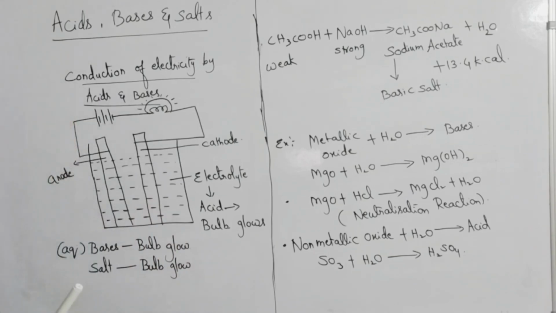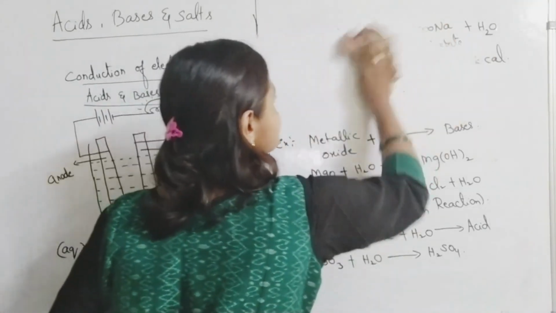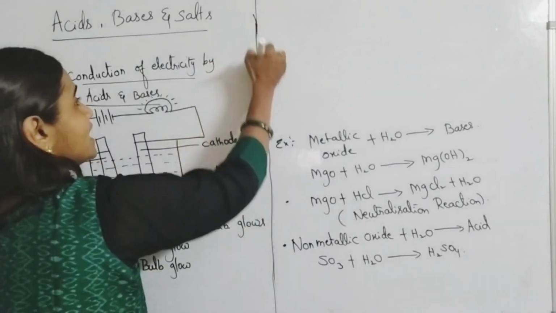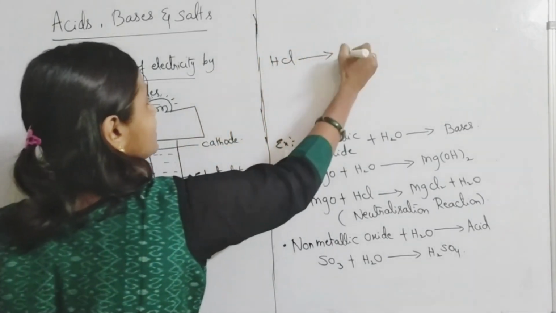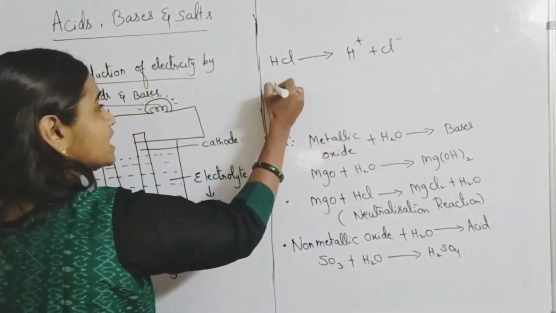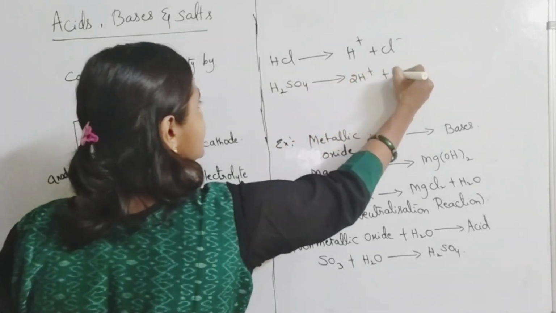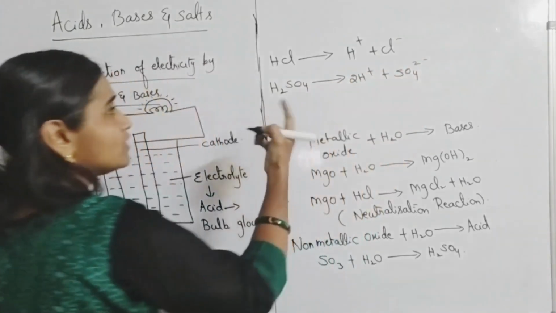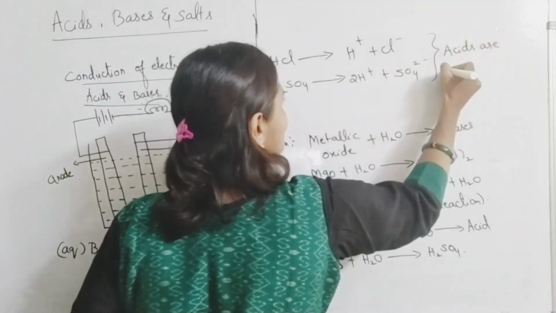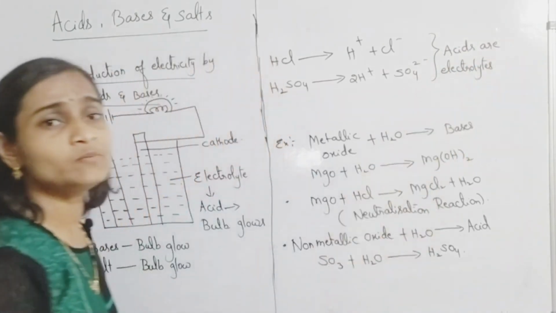Even for a salt solution the bulb glows, which shows that when electricity is made to pass through them, the substances taken as electrolytes split into their ions. If you take acids as an electrolyte, like HCl, on electrolysis it splits into H plus and Cl minus ions. Likewise, H2SO4 on electrolysis splits into 2H plus and SO4 2 minus ions. So acids are the best electrolytes, which means they allow electricity to pass through them.